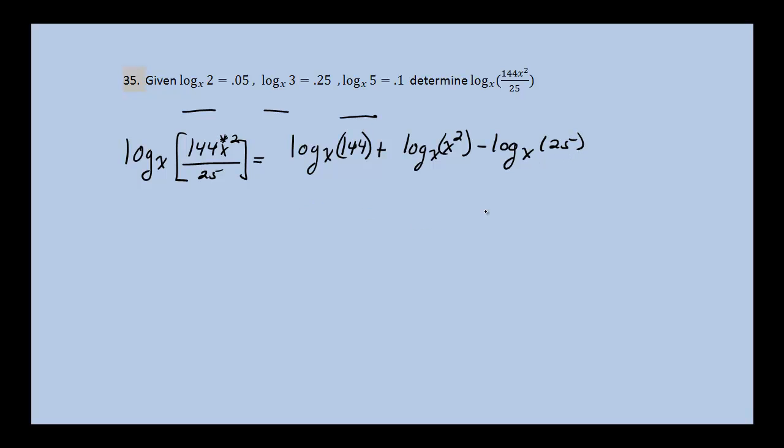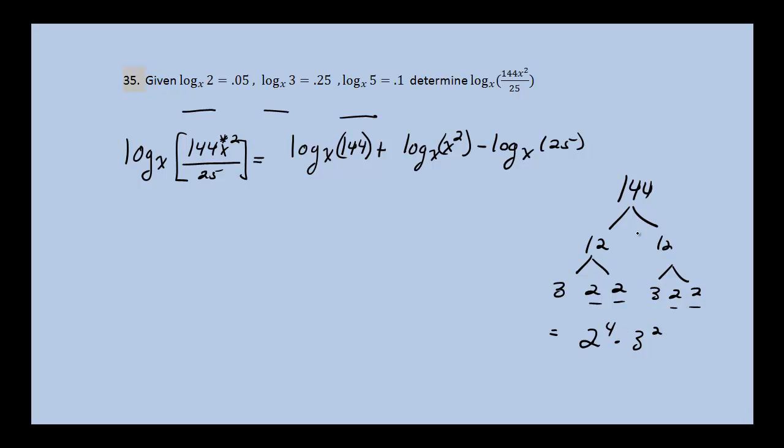So now to make it easier on myself, I'm going to break down 144 using a factor tree, one of our famous factor trees. I know this will break down to 12 times 12. This breaks down into 3 times 2 times 2, and this breaks down to 3 times 2 times 2. 3 times 2 is 6, times 2 is 12. So again, these are my prime factorizations. So this is really going to be 2 times 2 times 2 times 2, which is 2 to the 4th times 3 squared. So my prime factorization of 144 is 2 to the 4th times 3 squared.